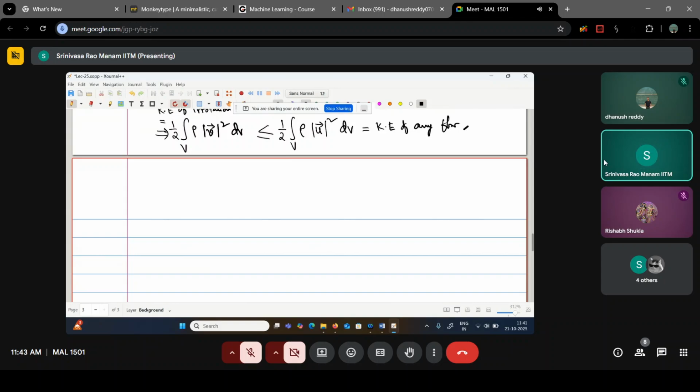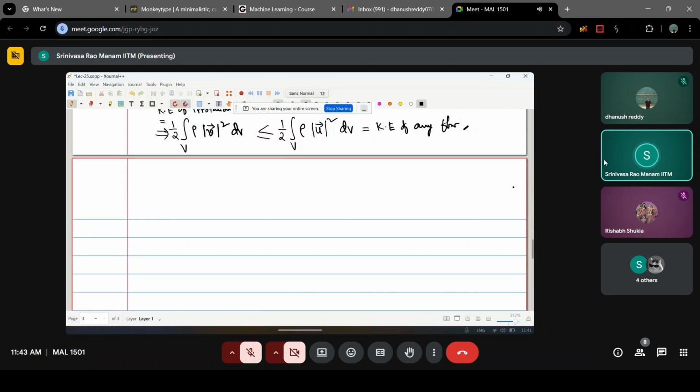Now, what I plan to do is, I think we have done enough of potential flows. Now we'll go to viscous fluid flows, the viscous fluid flow equations. So what is it that we have? The mass equation is the same. Equation of continuity, or mass equation, this is same.